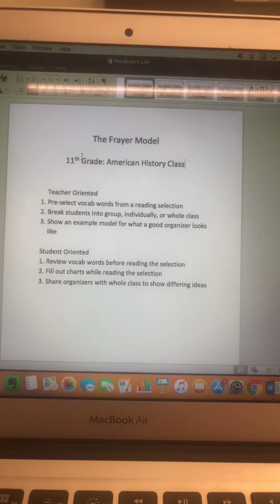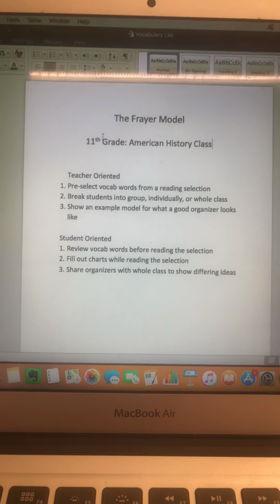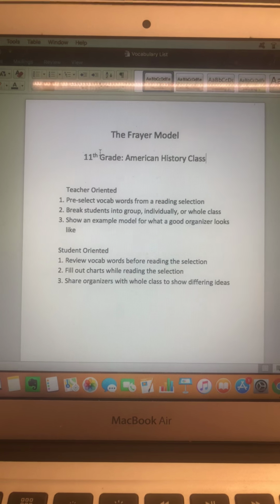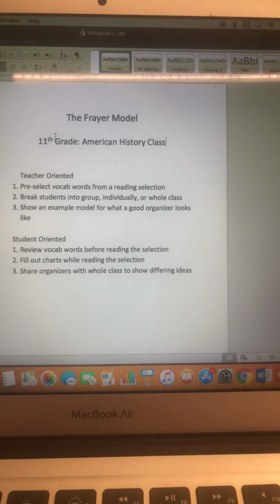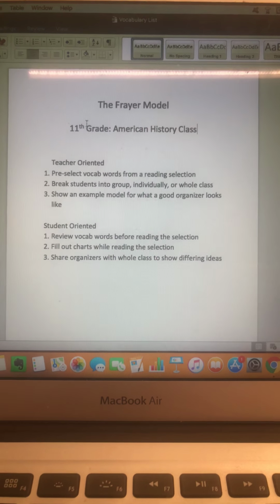So now, if you want to pause the video, you can read the selection I pulled from the Gettysburg Address and then fill out the graphic organizer for the one vocab word, just for time, on consecration.